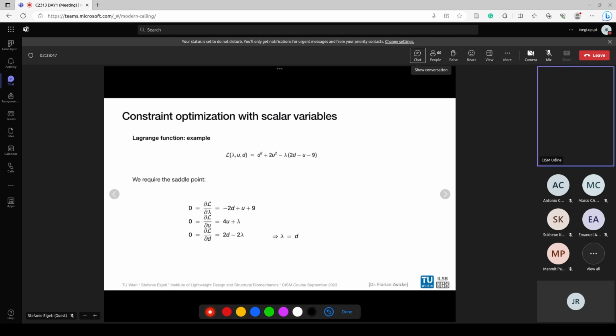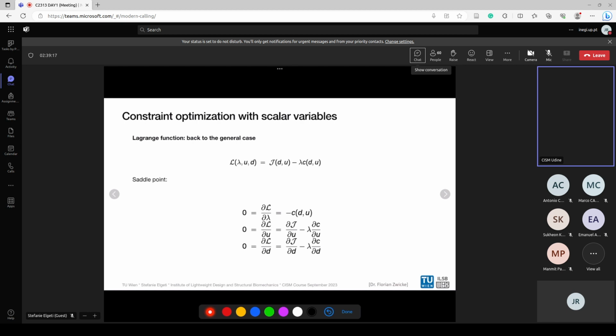So from this equation, we can then compute that lambda is equal to d. This equation gives us an expression for u. And the last equation then lets us compute a value for d. So also here we would obtain d is equal to 4, just like we did before. So this is how the Lagrange function would work.